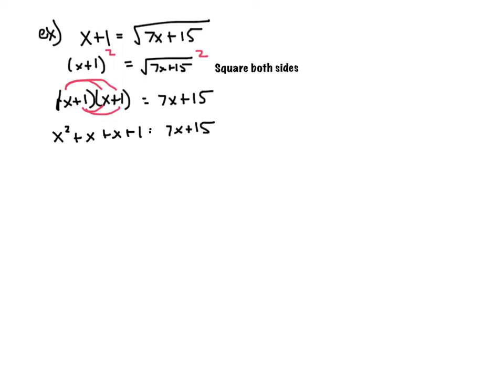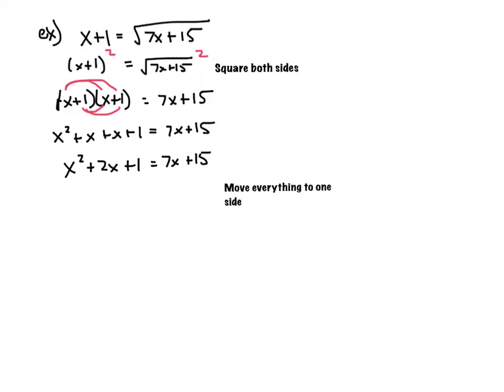So when doing these kind of problems, if you're going to square something where it's something plus something squared or something minus something squared, you should always get the first term squared and the last term squared and the same thing in the middle. So here we have x squared plus 2x plus 1 equals 7x plus 15.